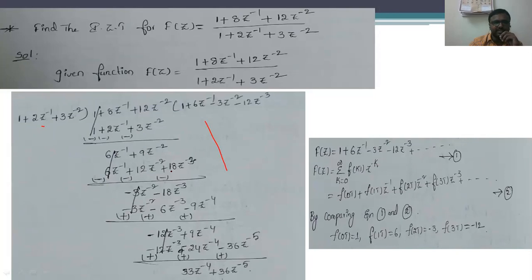So after just subtracting, we are going to cancel the 6 z power minus 1 terms, and we are going to get the remainder value as 3 z power minus 2 minus 18 z power minus 3.